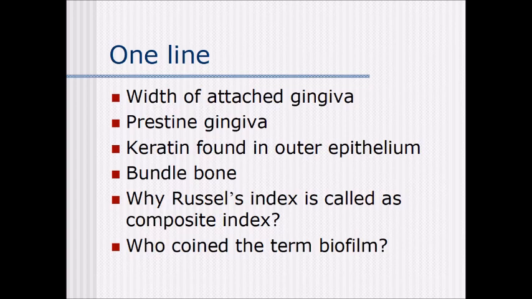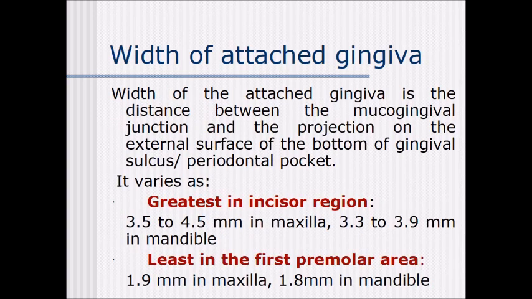pristine gingiva, keratin found in outer epithelium, bundle bone. Why Russell index is called a composite index. Who coined the term biofilm? Now coming on to the width of attached gingiva.